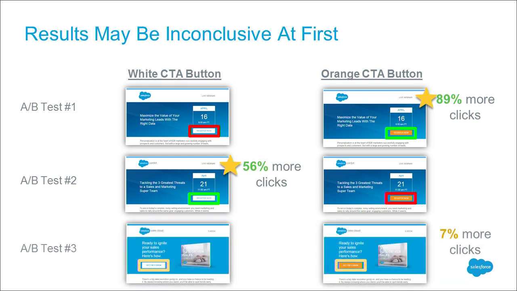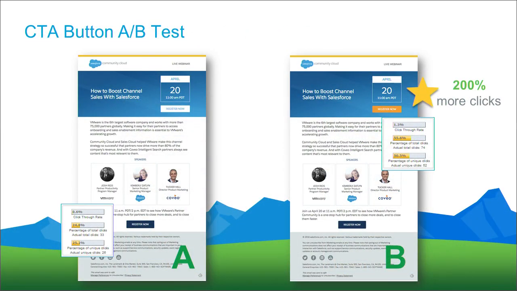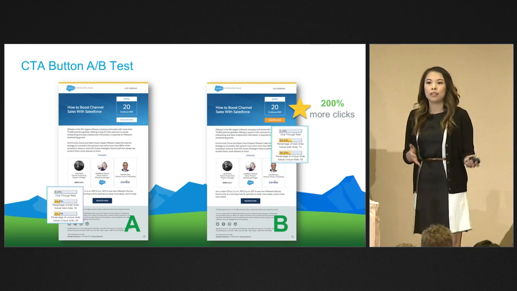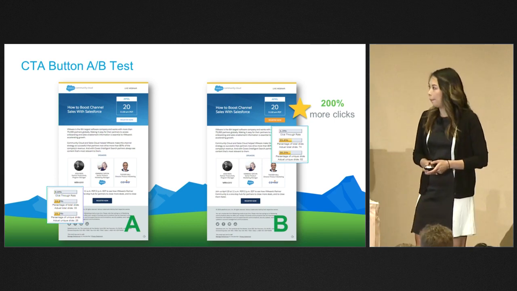So third test, about even, 7% more clicks on the orange. Nothing really significant there. This test, we actually got 200 more clicks on that orange button. And so all in all, we took all our test results, we aggregated it, the orange button ended up being the winner. So moral of the story, you might not see the results that you want first time, second time, keep testing and aggregate your results.